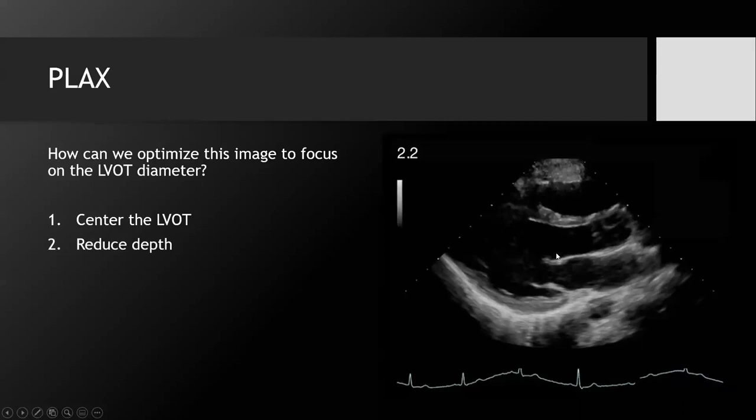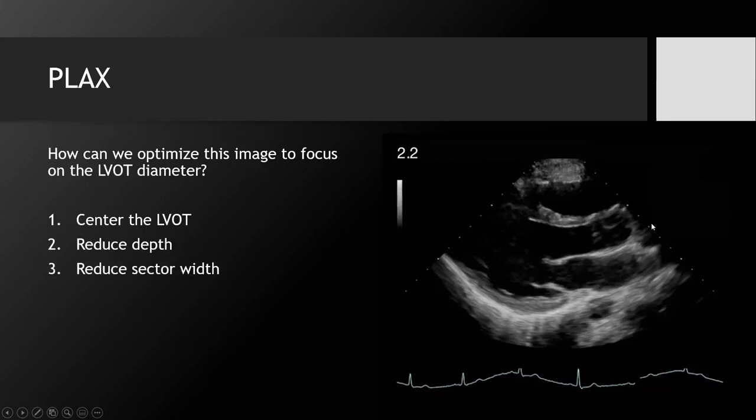Step 2, reduce the depth, right? The more depth you have, the less resolution you're going to have for the entire image. That's physics that we're not going to be discussing today. But you don't need to see the left atrium, right? So if you reduce the depth of your echo, you'll be able to see more of the LVOT and get a more accurate measurement. The other thing you could do is reduce your sector width.